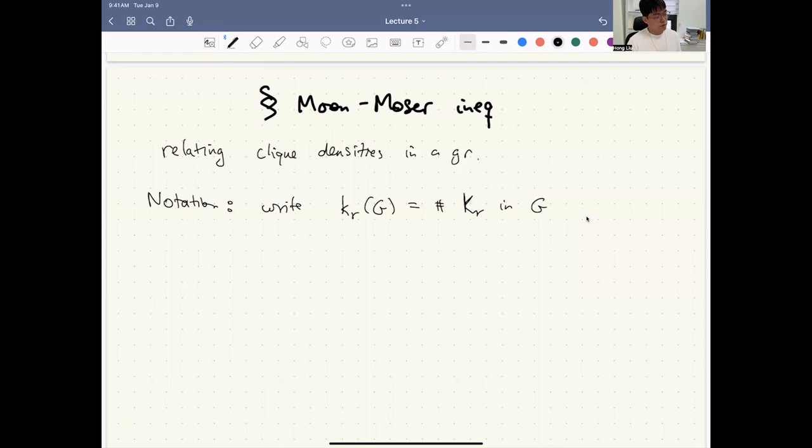Do I need to define anything else? No. Okay. We just need one notation, k_r of G.